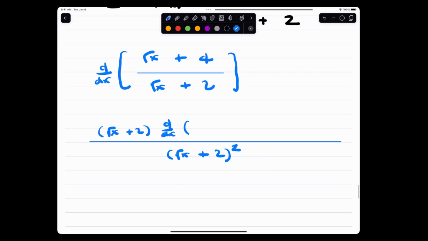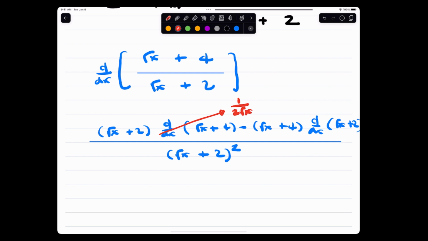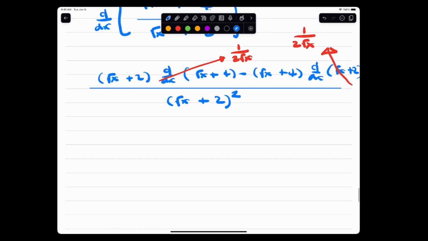Differentiate. What's the numerator? Square root of x plus 4, right? Minus square root of x plus 4 times the derivative of the square root of x plus 2. You guys know what that derivative is? 1 over 2 square root of x. You know what this one is? Same thing. Is that true? Right? You guys okay with that? Okay.